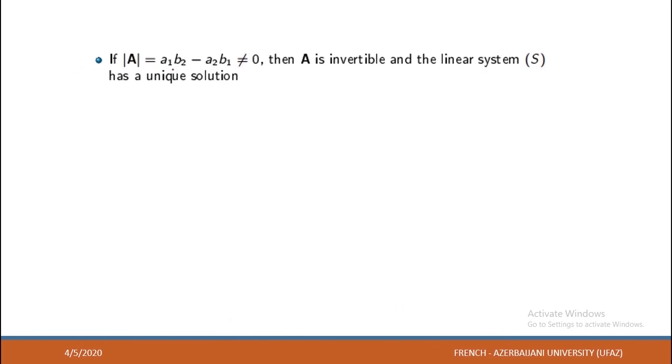If the determinant of A is different from 0, then the matrix A is invertible and the system S has a unique solution. Here, in order to find the solution of the system, we solve the matrix equation A times X is B. This equation is equivalent to this one: the inverse of A times A times X is equal to the inverse of A times B. The inverse of A times A is the identity matrix, and the identity matrix times X is X.